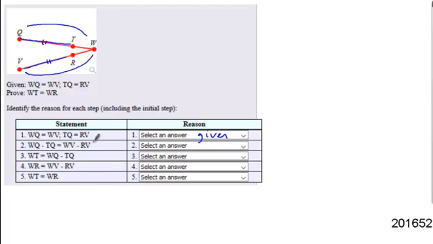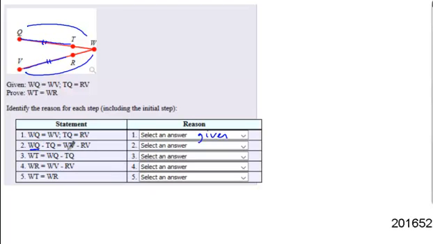Okay, so as I move to my next step, I have WQ minus TQ is equal to WV minus RV. So does that fit the structure of segment addition? The difference of two things is equal to the difference of two things? No, segment addition is either the sum of the parts equal the whole or the part equals the whole minus the other part. So the only way to get two things being subtracted from each other equal to another two things is to take the statements themselves and physically subtract them.